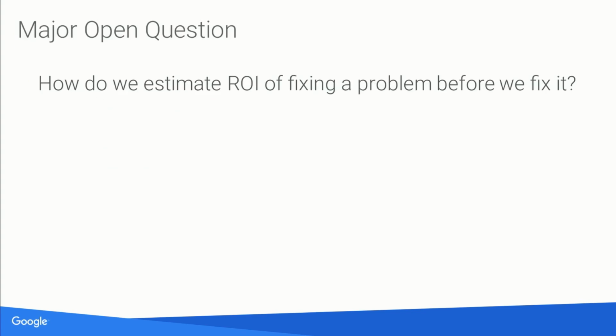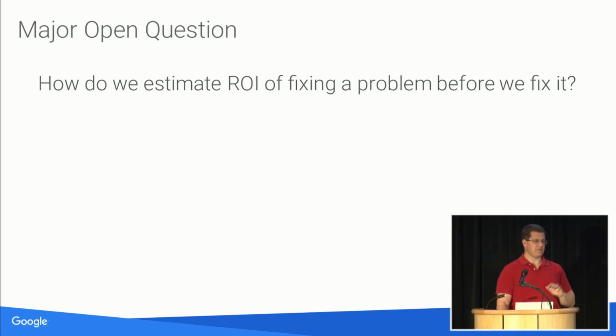So in conclusion, there's a bunch of open questions. I think the most important one here is this. If we want people to deal with anomalies, we have to justify why they're dealing with anomalies. So how do we estimate the return on investment of fixing a problem before it's fixed, before we've actually asked the user to fix it? I think this is fairly straightforward for things like missing features, but if you think of more specific types of anomalies, it's a lot harder.